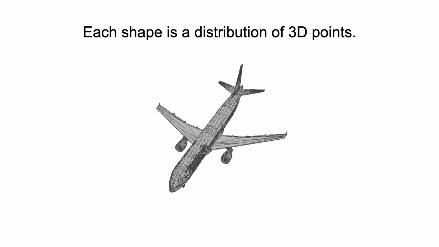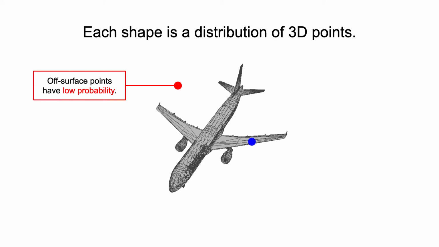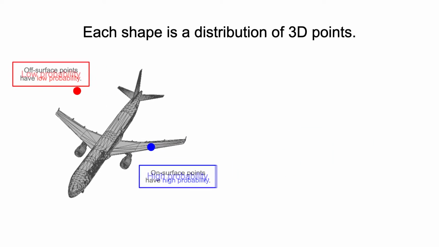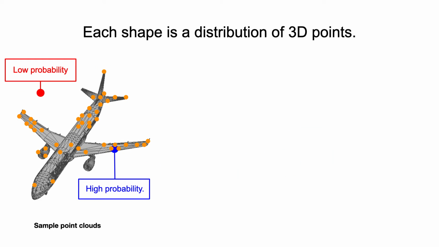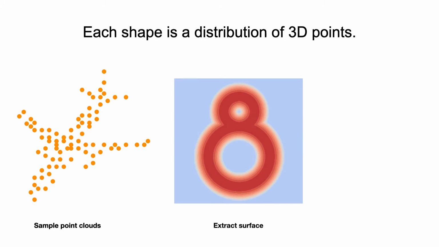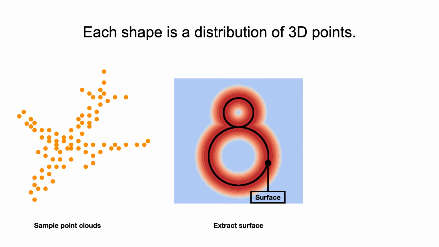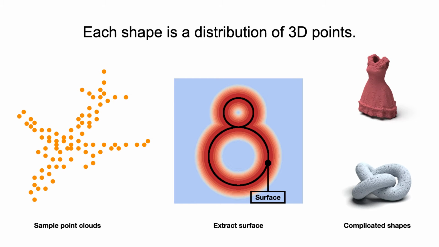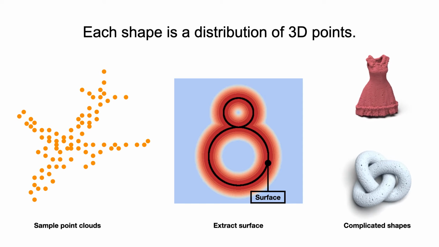We propose to think of shapes as distribution of 3D points. Points off the surface will have low probability, while points near the surface will have high probability. There are many advantages doing so. First, we can create point clouds of arbitrary resolution by sampling from the distribution. Second, we can also extract high-quality surface from the probability density field. Such representation also works for shapes with complicated topology and non-watertight shapes.